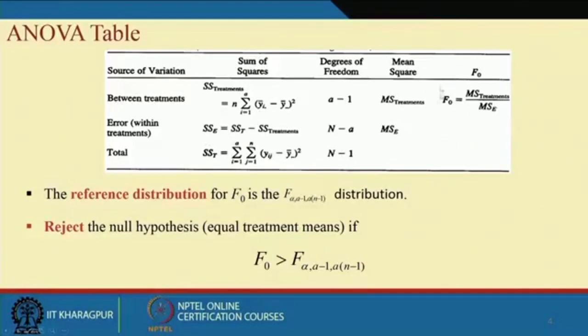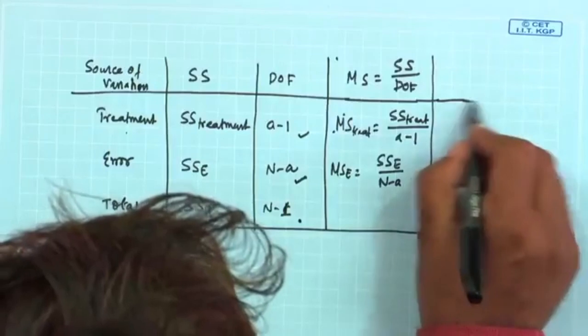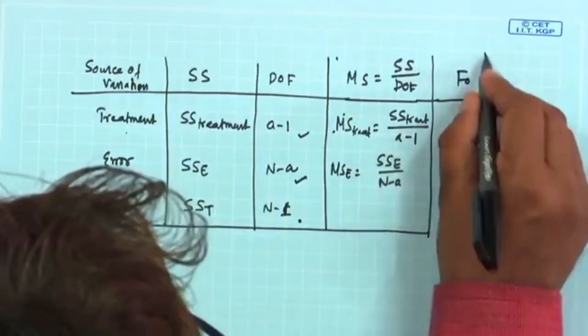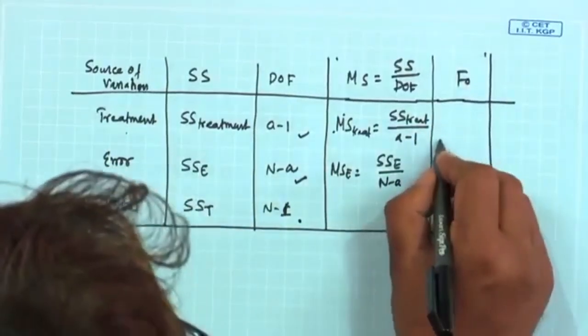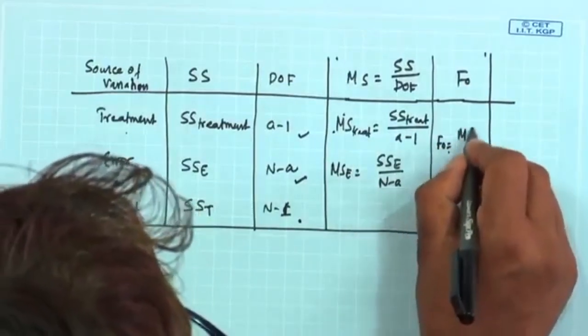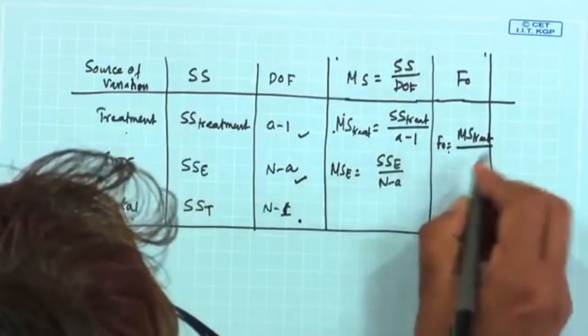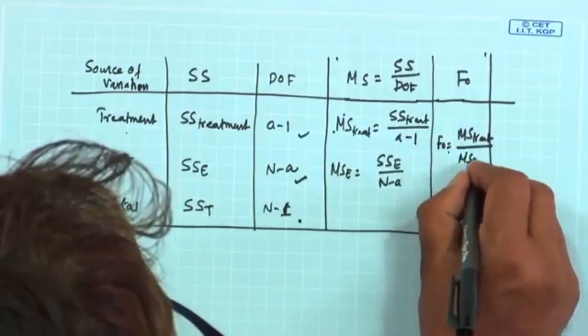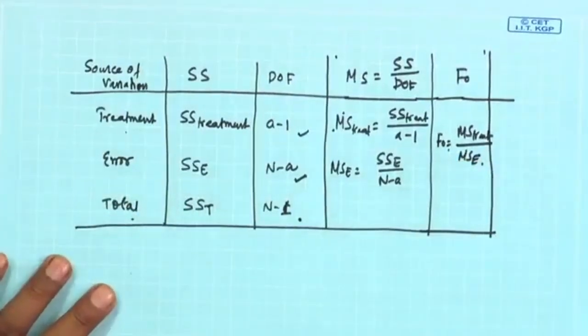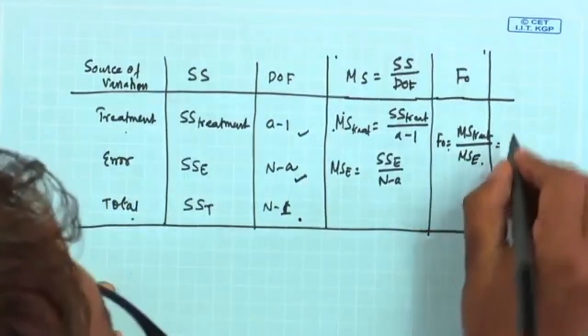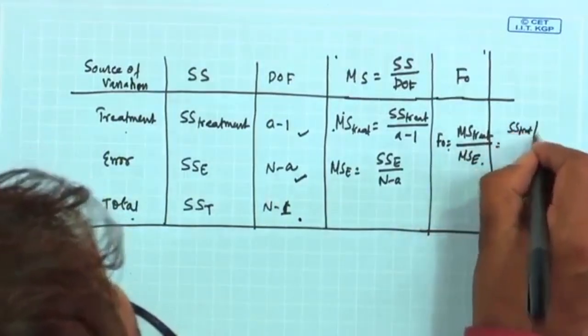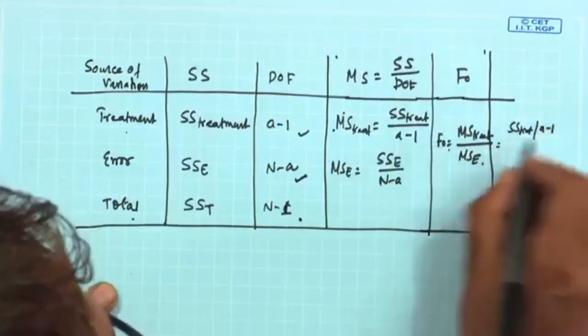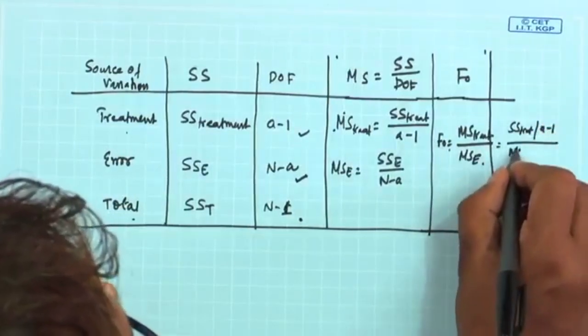Apart from this, there is another quantity called F0. F0 is nothing but MS treatment by MS error. So, we are interested to know this other quantity, F0 equal to MS treatment divided by MS error. Okay. So, that means this is nothing but SS treatment by its degrees of freedom divided by SS error by its degrees of freedom.